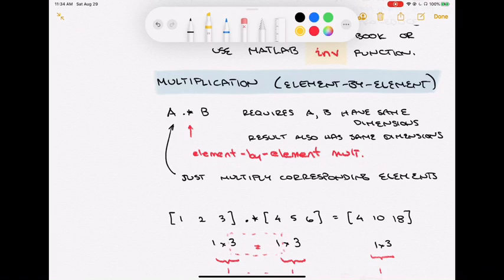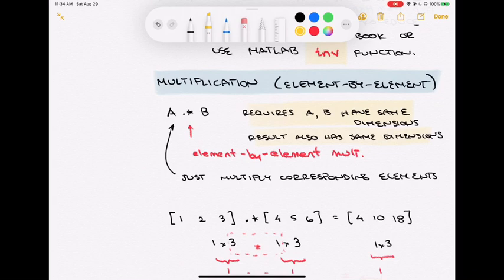What would that require? It requires that A and B have the same dimension. If A and B have the same dimension and they weren't square, you could never matrix multiply them. That would not be conformable objects and you would get an error. In the case of element by element, they just have to have the same dimension, just like addition requires the same dimension. The result will, of course, also have the same dimension because we're going to just do it element by element.